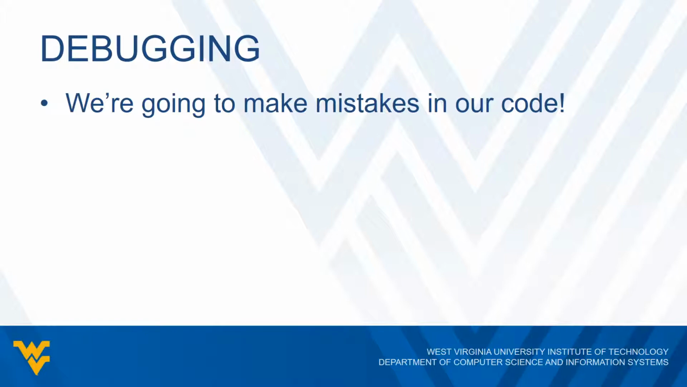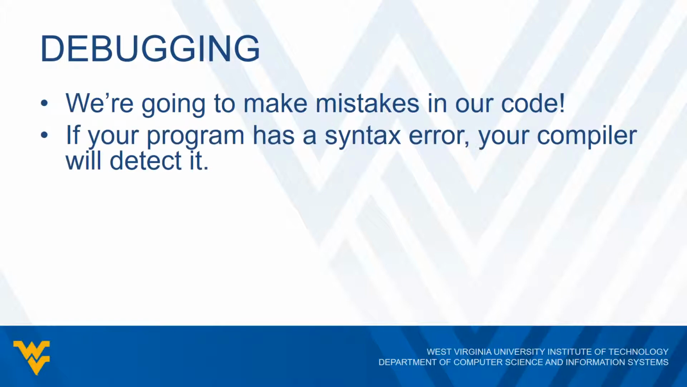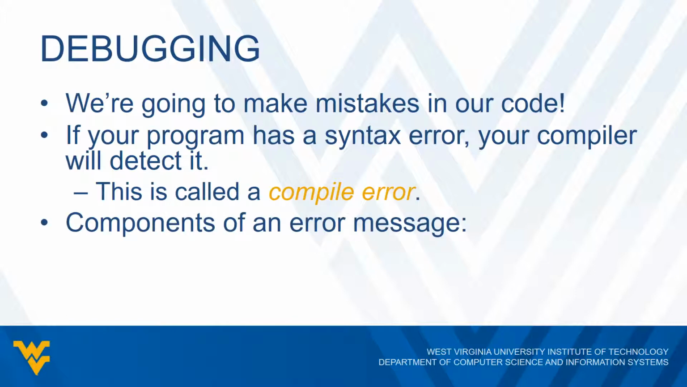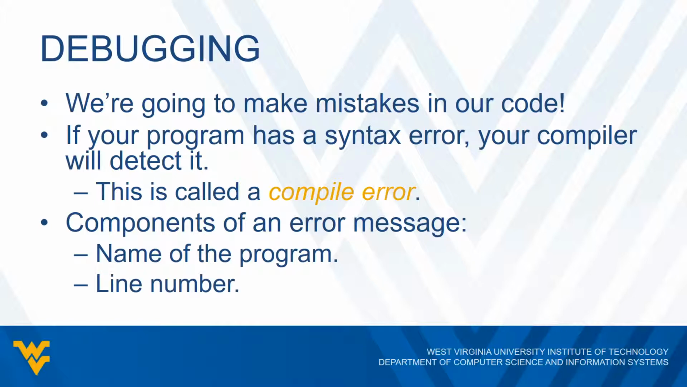Fortunately, our compiler will help detect these types of errors. So if we do get some type of syntax error, our compiler will detect it. This is what we call a compile error. And there are several components to the error message that help us understand where the problem exists and give us some kind of idea of how to fix it. So we have the name of the program, because our Java program could actually consist of multiple Java files. So we need to know which file is actually causing the problem, the line number where we see the error, and then the error message itself.